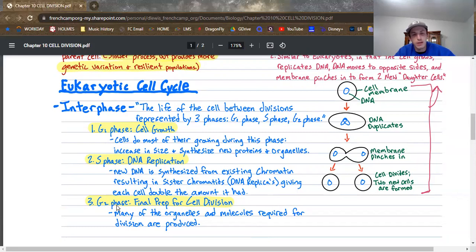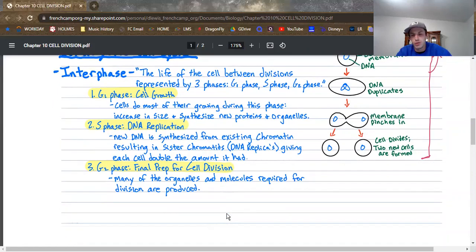G2 phase is the final prep for cell division. And so at this point, you have grown and done your normal process. You've replicated the DNA so that when you do divide, you can end up with the right amount of information. And then G2, the final prep for cell division, many of the organelles and molecules that are required for division are produced. We're going to look at the centrioles, we've talked about them a little bit, and the spindle fibers they'll produce. All that gets worked out during this stage.